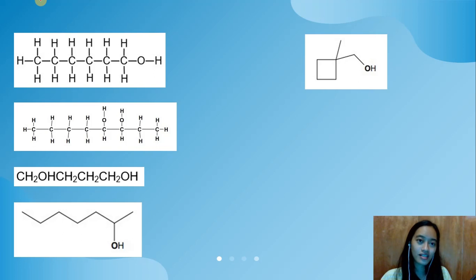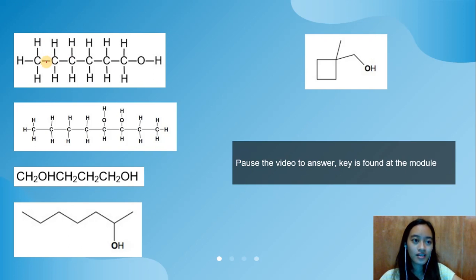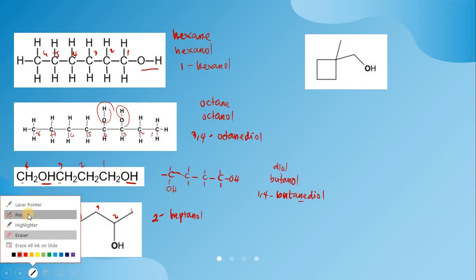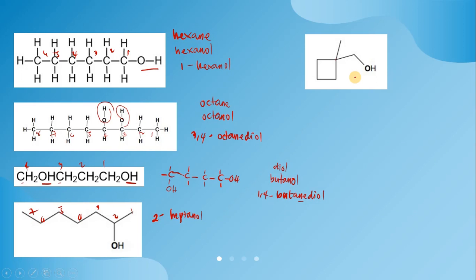We're done with the properties. Let's now go back to naming. Naming alcohols. How do we write? So start here again because it's closer to the OH. So 1, 2, 3, 4, 5, 6. So this is a hexane. Hexanol. Okay, this next.